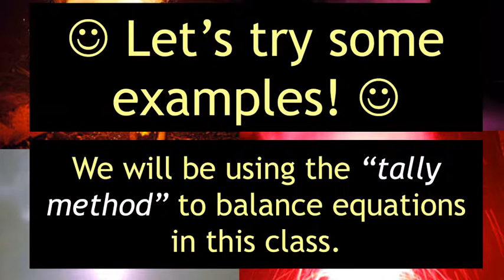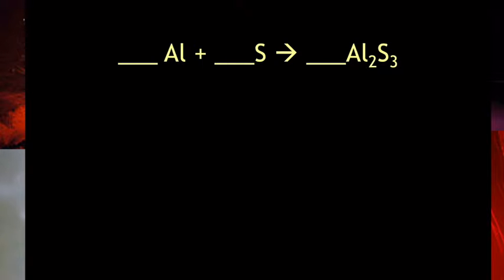Okay, so let's try some examples, and we're going to be using something called the tally method to help us solve these equations. So our first step when we have our unbalanced equation is to write out each participating substance, so in this case aluminum and sulfur, beneath the arrow of our reaction. Now we're going to count and make tallies for the number of each substance on each side of the reaction. So on the left side of the equation first, we have one aluminum atom and one sulfur atom. On the right side, we have 2 aluminums and 3 sulfurs.